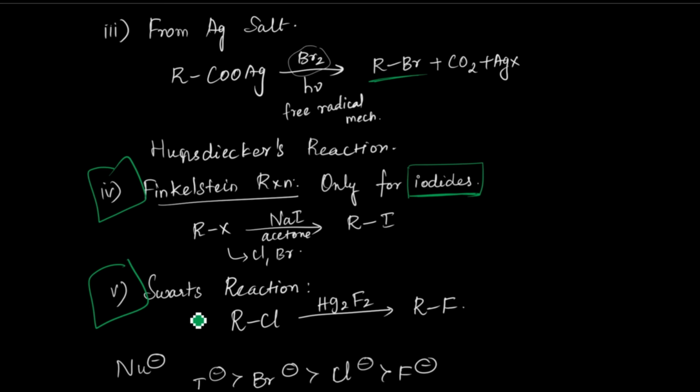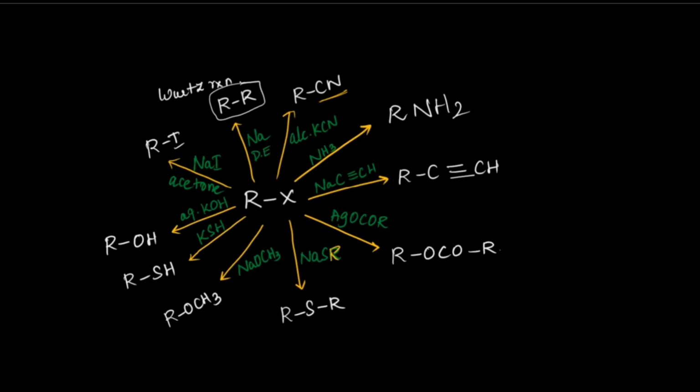In the case of the Swarts reaction, it is only for fluorides. Swarts is only for fluorides. This was asked, if I'm not wrong, in the 2017 NEET paper. Okay, so the nucleophilicity order is the same, as iodine will be the leaving group. Iodine leaves more easily than bromide, chloride and fluoride. These follow the SN2 mechanism.